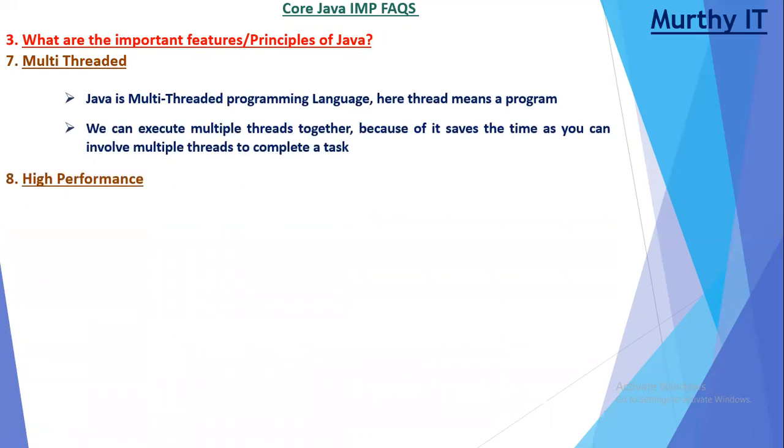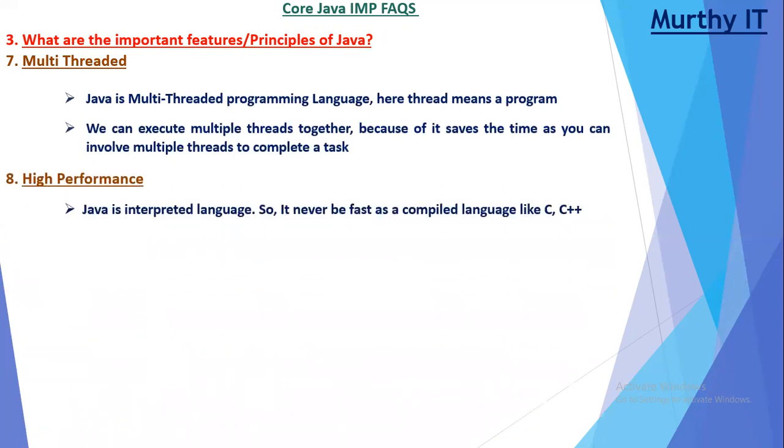Why is Java high performance? Actually, Java is an interpreted language, and it can never be faster than a compiled language. C and C++ are compiled languages. Directly we can compile, and if we compile we get the output, right?